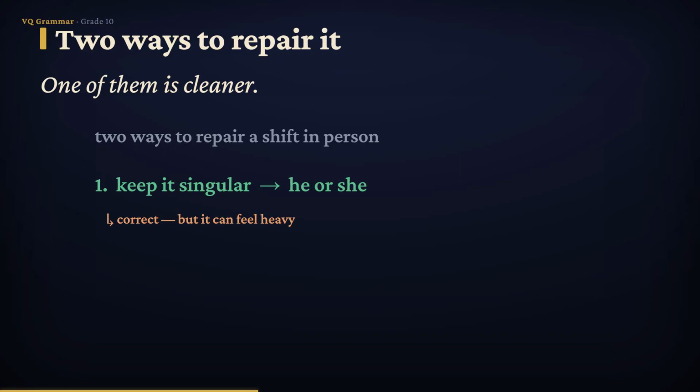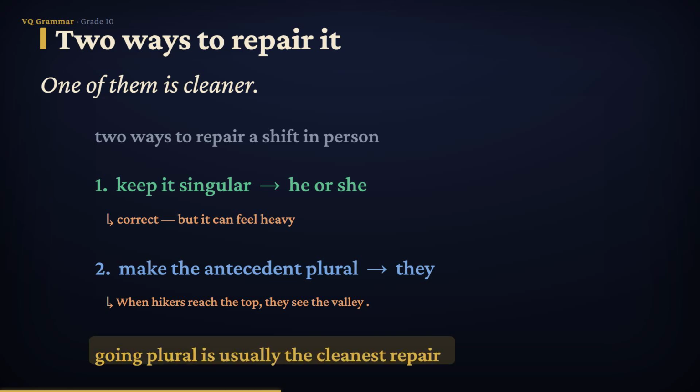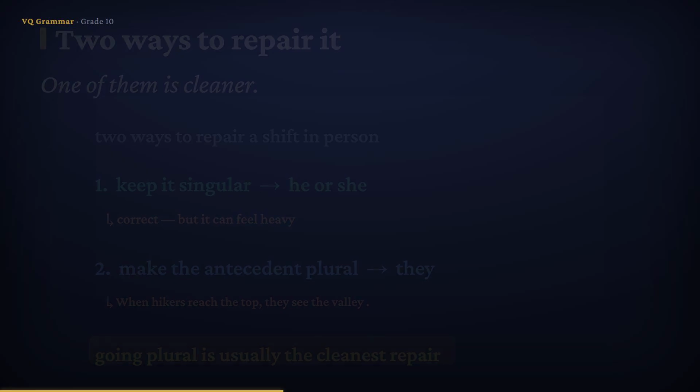The second way is smoother. Make the antecedent plural. When hikers reach the top, they see the whole valley. Same meaning, no clunky he or she, and every word stays in the third person. So when the choice is yours, going plural is usually the cleanest repair.